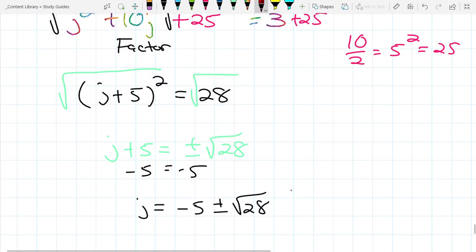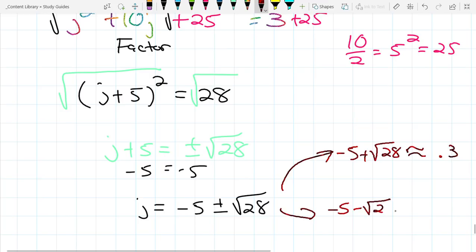Now you use your calculator. You're going to do −5 + √28, which gives you approximately 0.3. And then −5 − √28, which gives you approximately −10.3. You would have gotten these exact same answers with the quadratic formula, but this is just a little bit quicker to most, not to everybody, but to most, that's the quicker method.